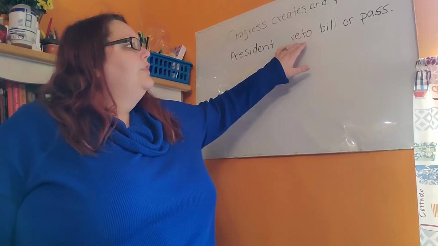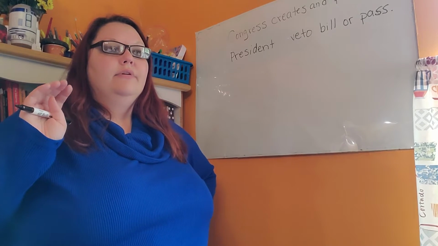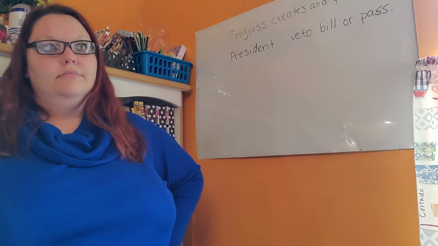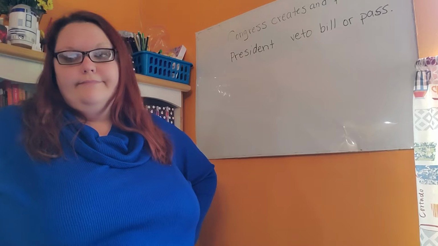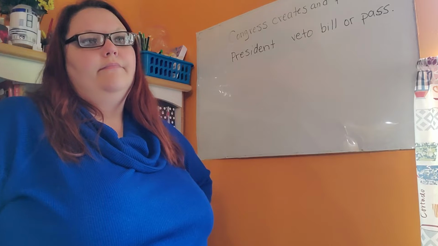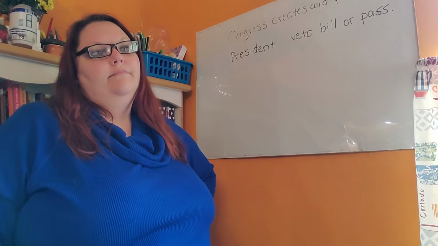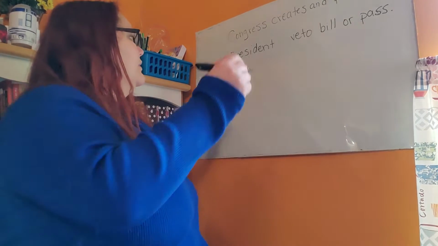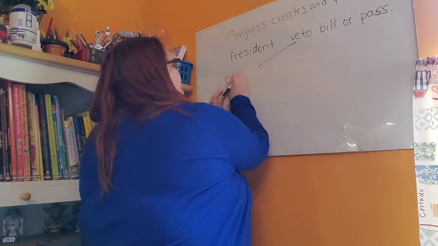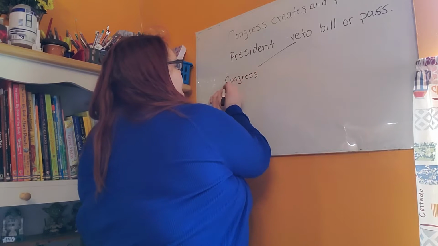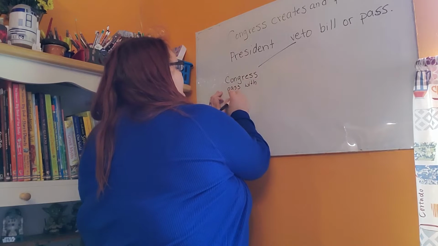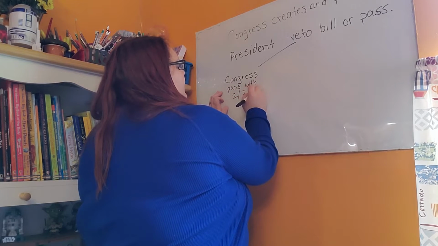So let's start with veto. What happens if the bill gets vetoed by the president? Emily. If the president vetoes it, it can go back to Congress where it has to pass with a 2/3 majority vote. Okay. So if he vetoes, then it goes back to Congress, and you said it had to pass with a 2/3 majority.